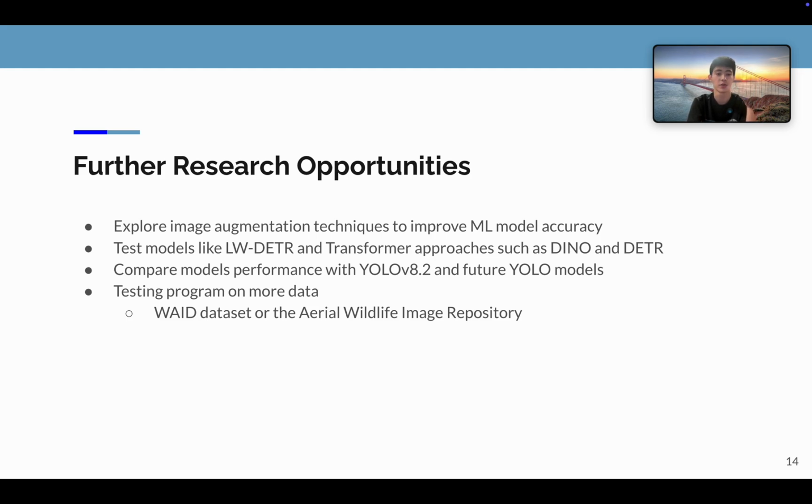And I also am looking to test my model on more animals. As I mentioned with the sea lions, it is not enough data to show that the model works with other animals. So I'm looking to use public datasets called the WAID dataset or the Arial Wildlife Image Repository to prove that the model actually does work with multiple animals and isn't just limited to labeling sea lions, or rather, labeling elephant seals in Año Nuevo.